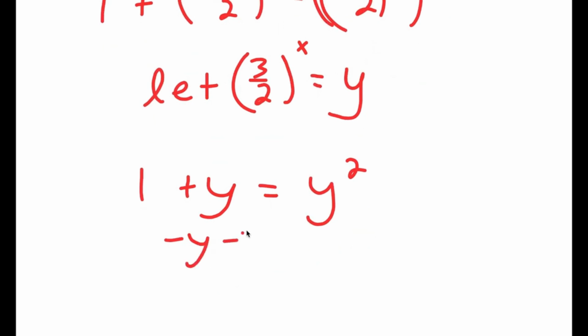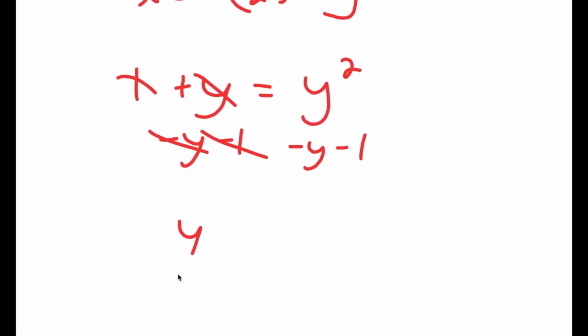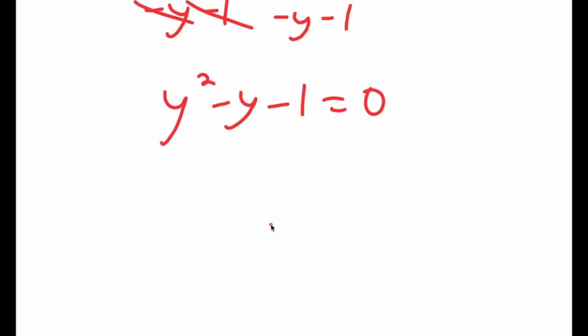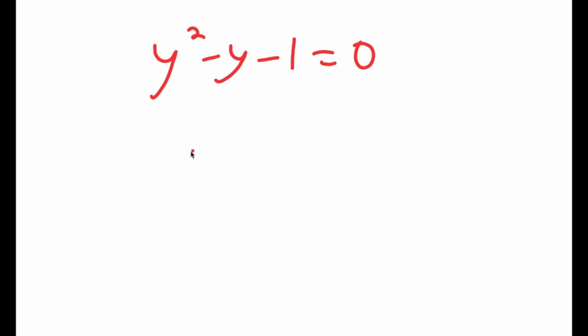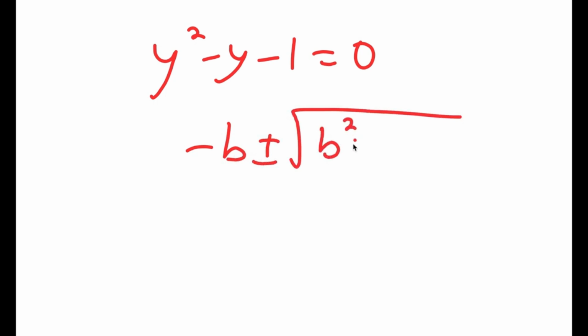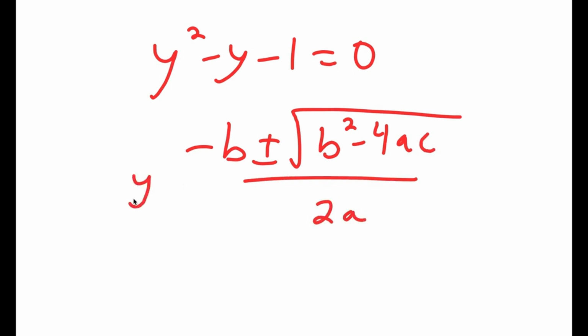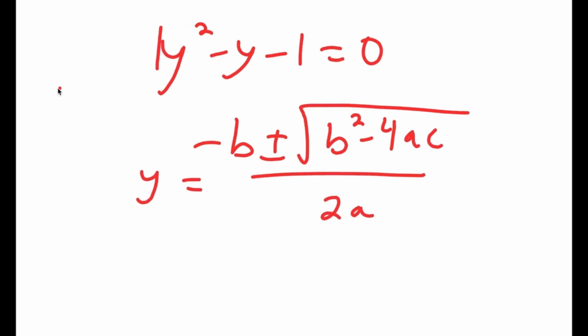And if I subtract 1 plus y on both sides, these cancel out, and I get y squared minus y minus 1 is equal to 0. Now, to solve this equation, I'm going to use the quadratic formula, which is negative b plus or minus the square root of b squared minus 4ac, all over 2a. So in this case, a is 1, b is negative 1, and c is negative 1.